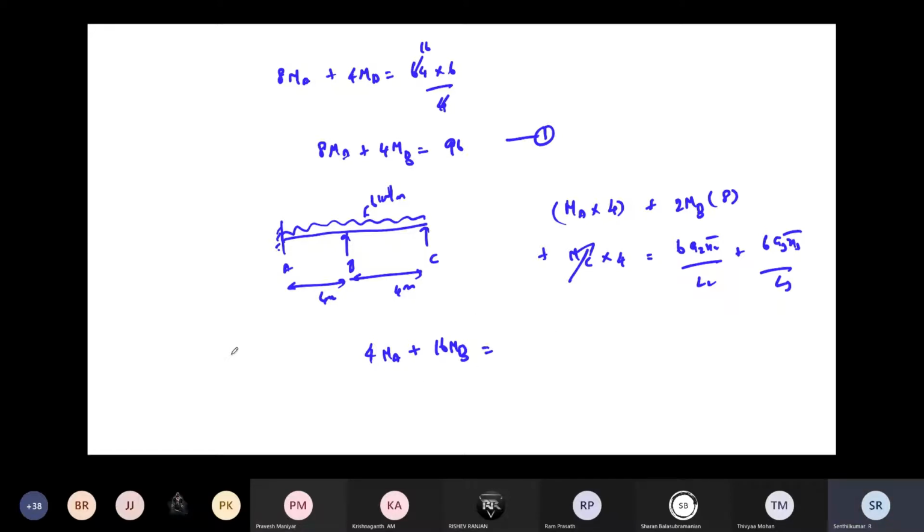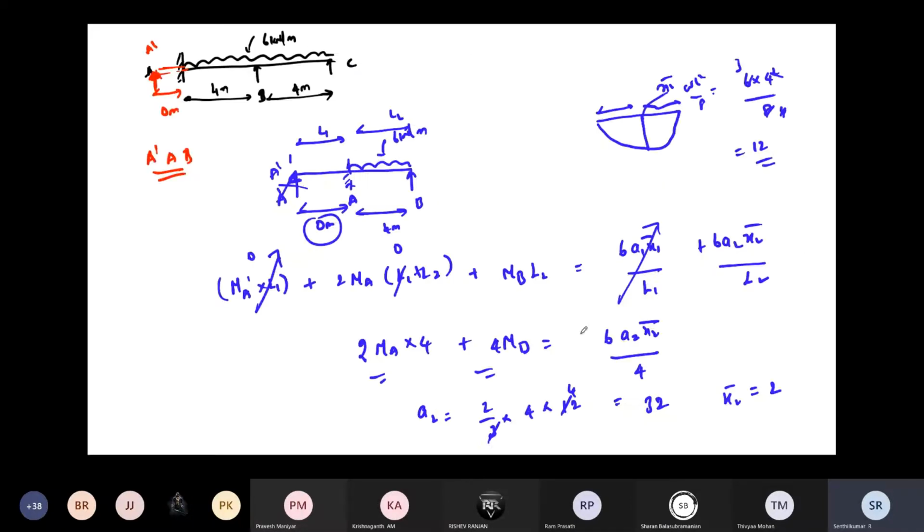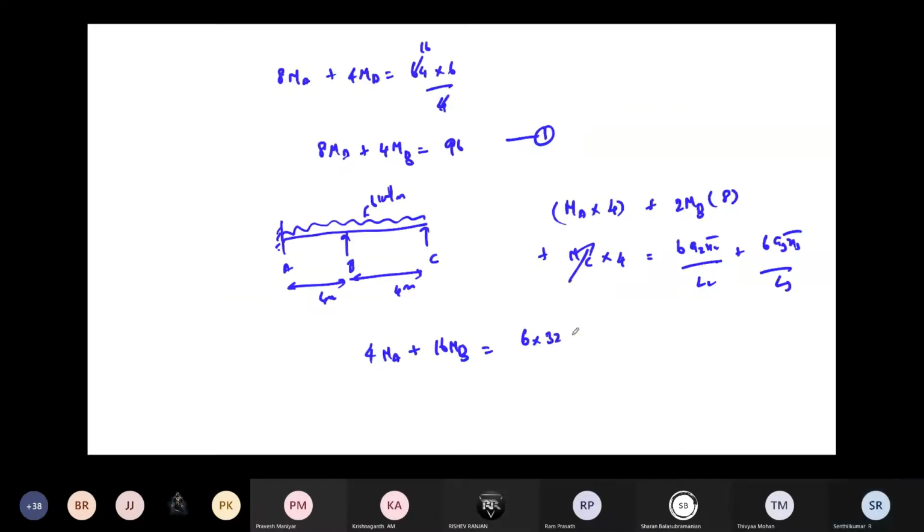So again I have to find out A2. What is A2? We already found that. I am writing 6 into A2, which is 32, multiplied by 2 by 4, plus again this is the same bending, same span, so no need to worry about that. It's not going to change, right? So the equation is 4 MA plus 16 MB equals, 96 plus 96, that will be 192.